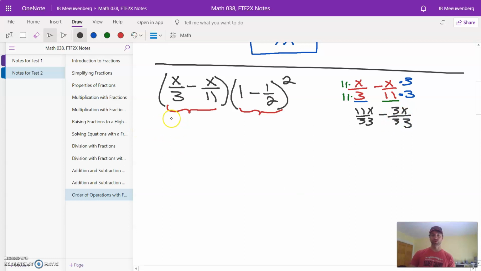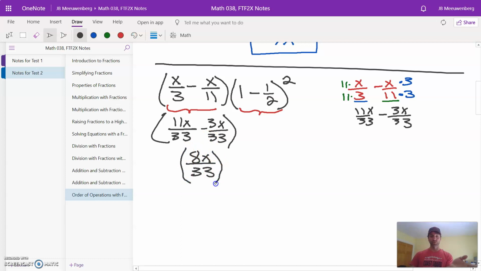So that's what this is going to turn into just from getting common denominators. So I'm going to rewrite it here. It's kind of my first step in organizing all my information. And I'm going to finish this off. This subtraction here, they've got the denominators the same, so we can merge them into one fraction. 11x minus 3x is 8x. They are like terms, so we can merge them into one term. So this part's done.